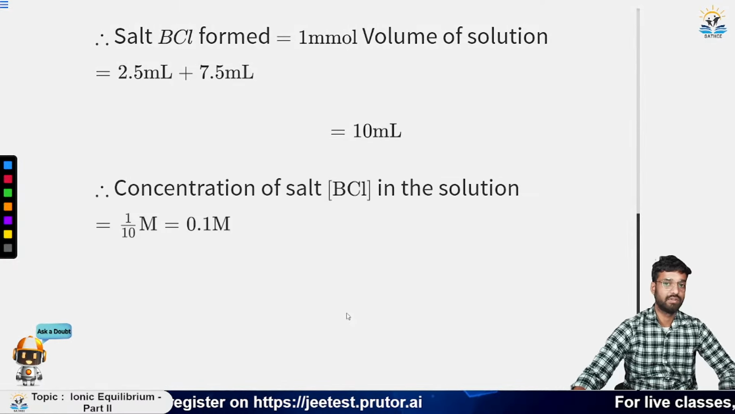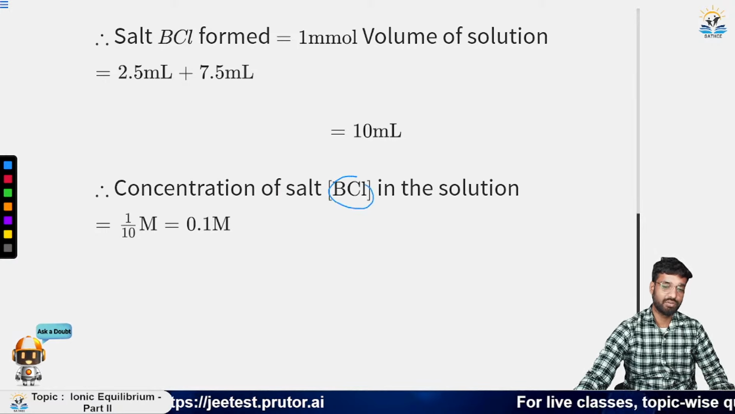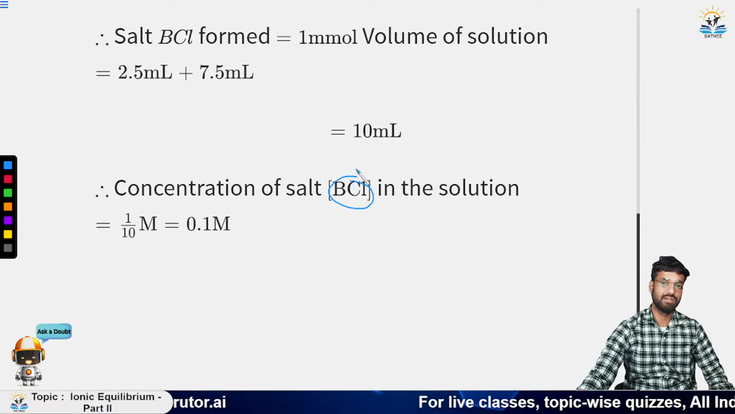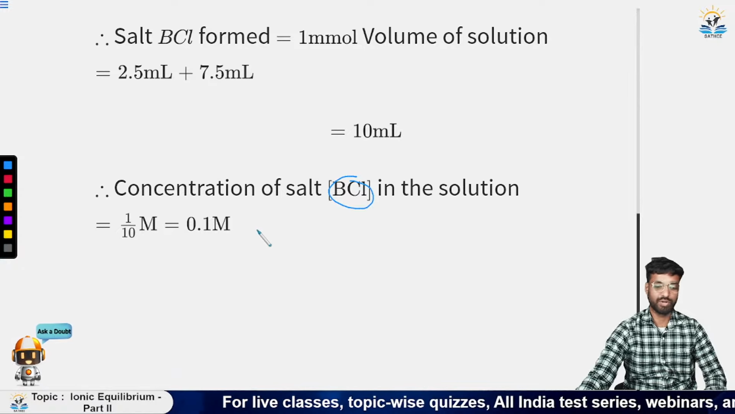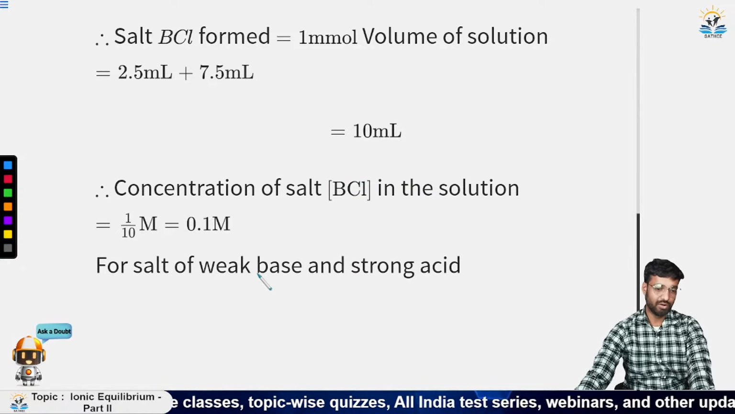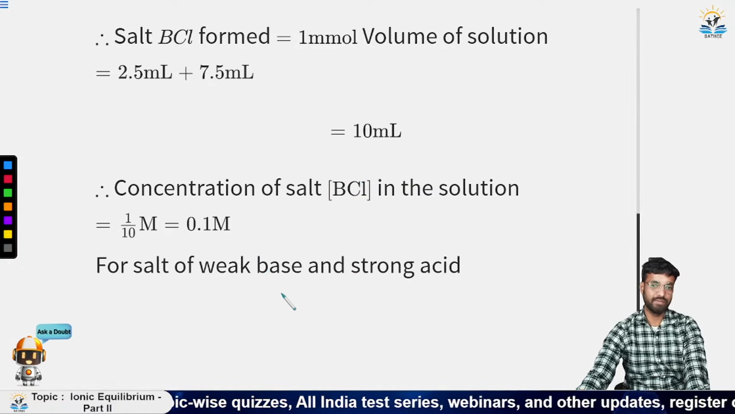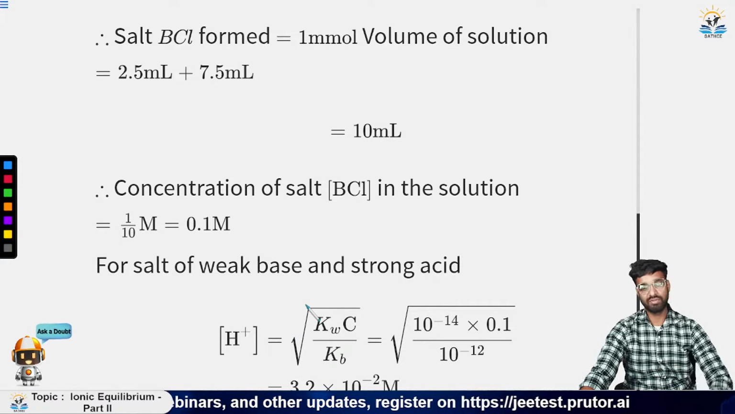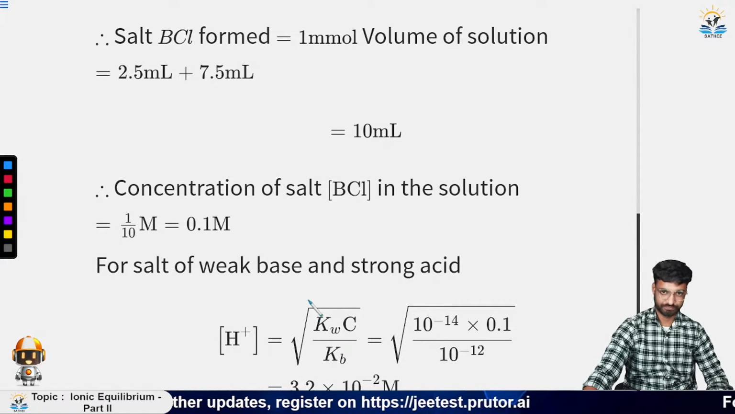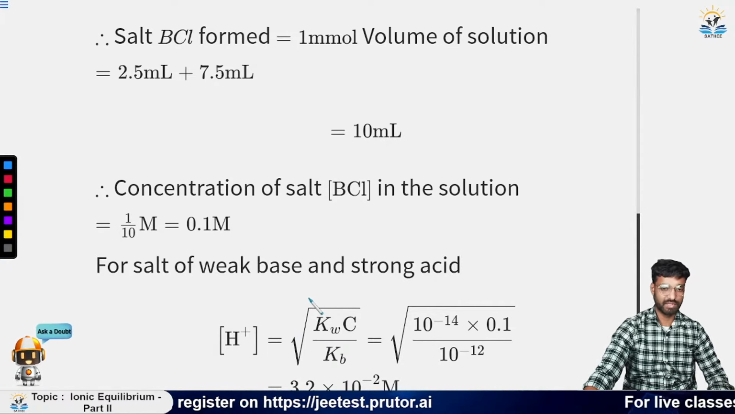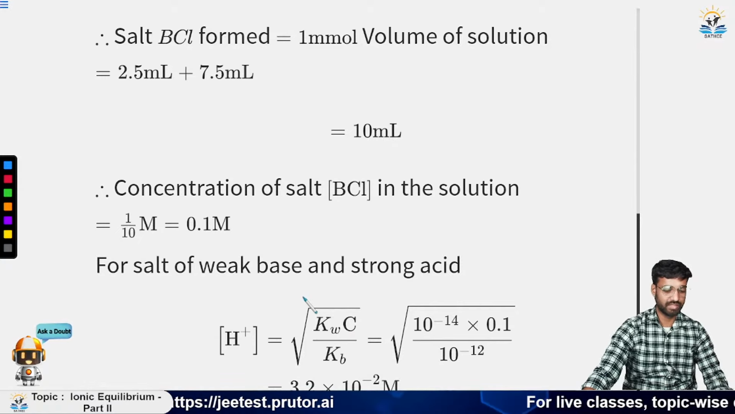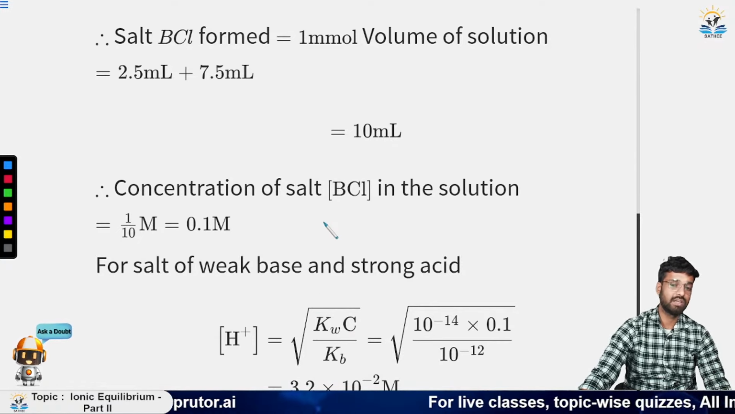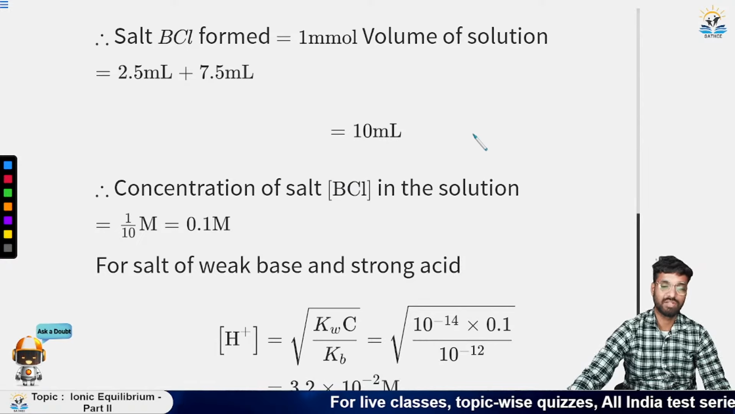Now next, what is the concentration of BCl? It is the amount we have calculated, 1 millimole by 10 milliliter, it will be 0.1 M solution. Now for a salt of a weak base and a strong acid, it is an acidic salt, so we will have a pH that is 7 minus of this thing. Since you have to calculate the H plus, we can use this formula also. It is nothing but just a reformulation of the formula that we have used.